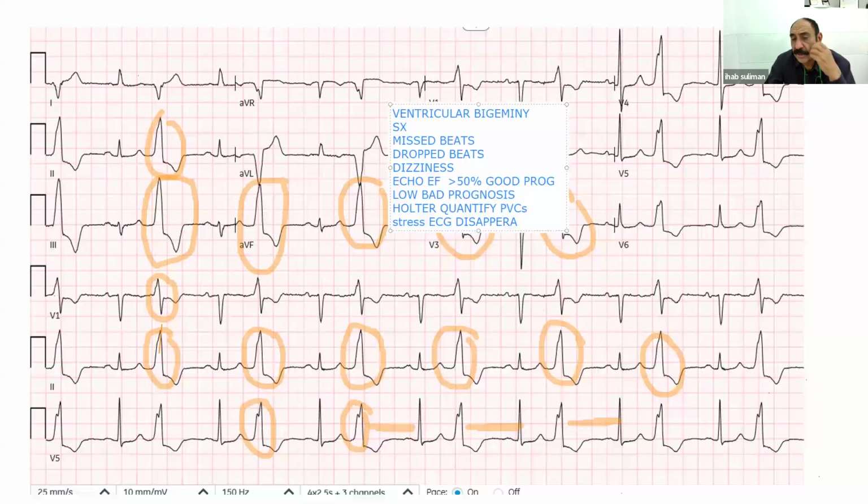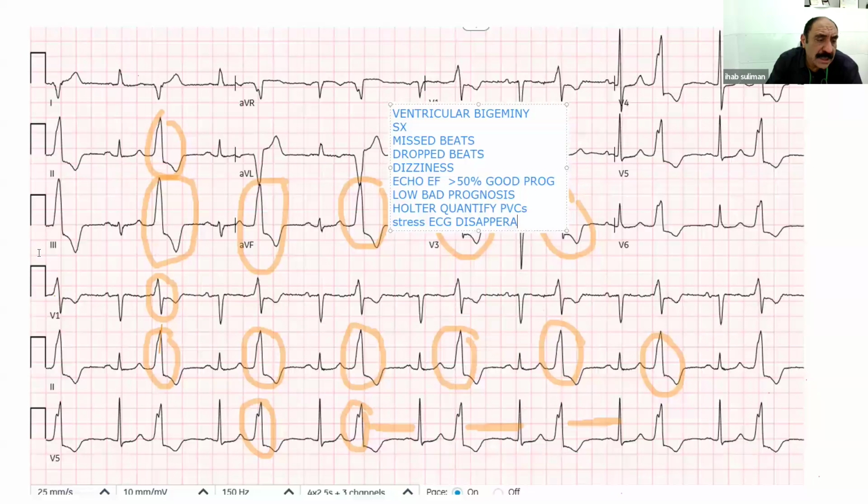So PVCs or ectopics are very common. PACs, or premature atrial contractions, and premature ventricular contractions can occur in a number of people. Sometimes it can occur with stress, lack of sleep, too much coffee, too much Red Bull, too many energy drinks. And sometimes it can occur in the context of ischemic heart disease, hypertension, and metabolic changes.